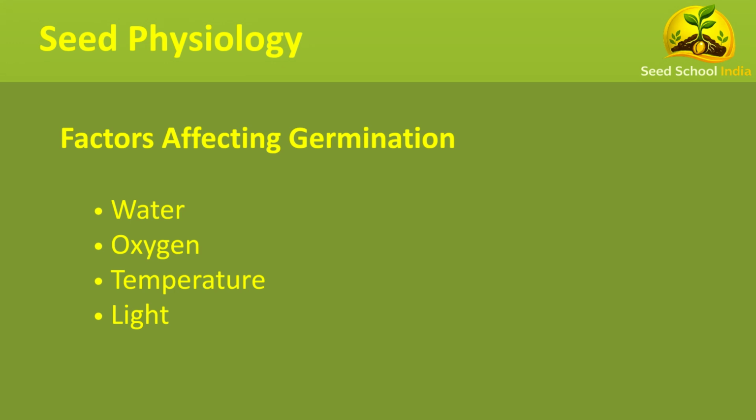Germination depends on environmental conditions. Several environmental factors influence germination, including water, oxygen, temperature, and light. Water is essential for activation of metabolism. Oxygen is required for respiration. Temperature affects enzyme activity. Light may stimulate or inhibit germination depending on the species. All these factors must be optimal for successful germination. Each species has specific requirements, and unfavorable conditions can delay or prevent germination.